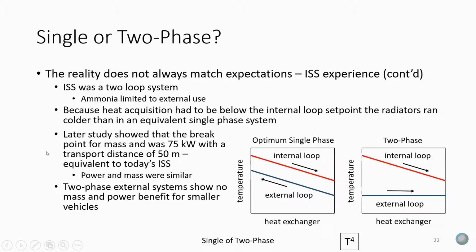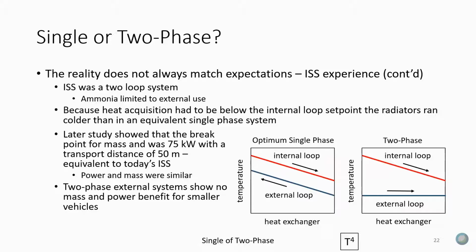But we went in and actually showed that if you look at this thing, soup to nuts, you look at line sizes, you look at the mass of the fluid in the lines, you look at the radiator mass based on space station numbers, we found out that to make it break even, just for mass, and really just for mass, not even for power, you'd have to have a 75 kilowatt system with a transport distance of about 50 meters, which is equivalent to today's ISS. And what that's saying is that now if you grow this thing bigger than ISS, two-phase makes sense. ISS sits kind of on the edge of two-phase making sense.